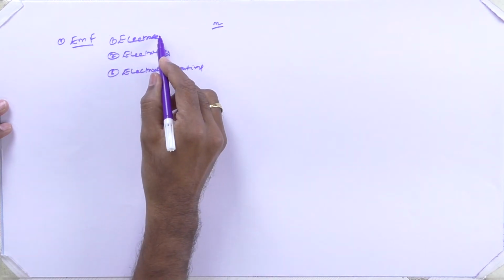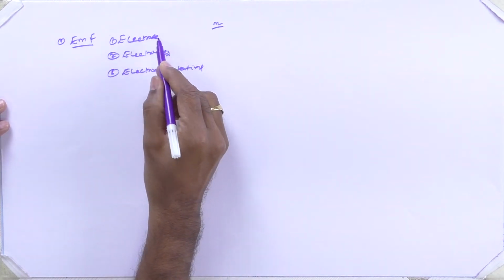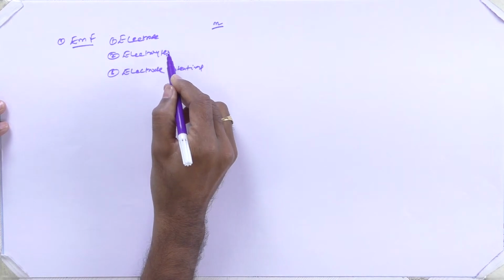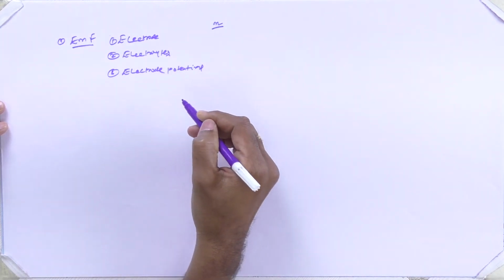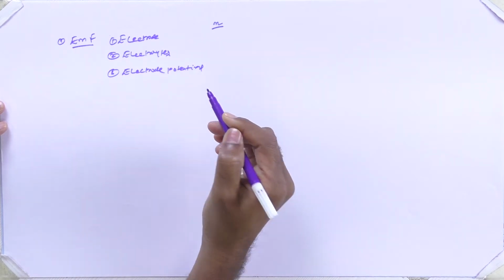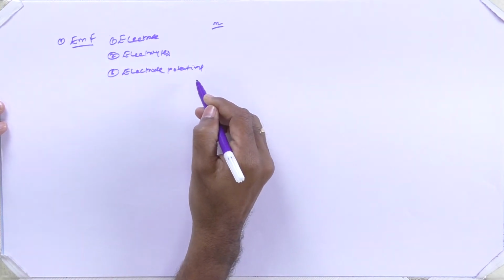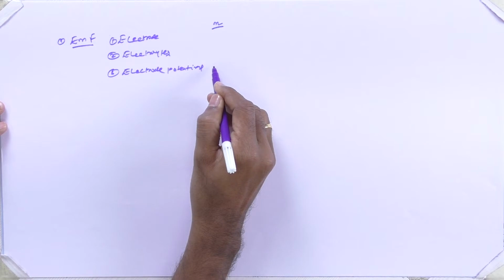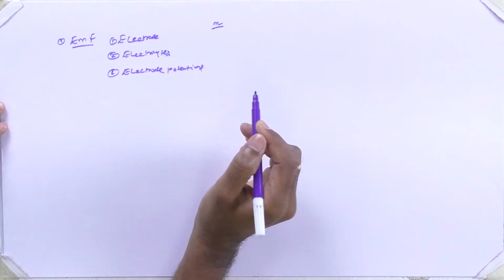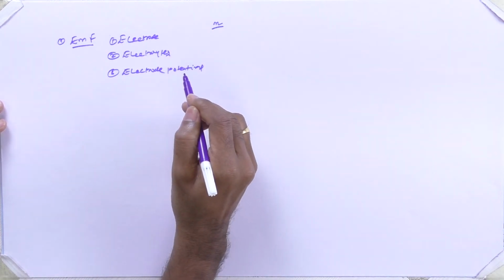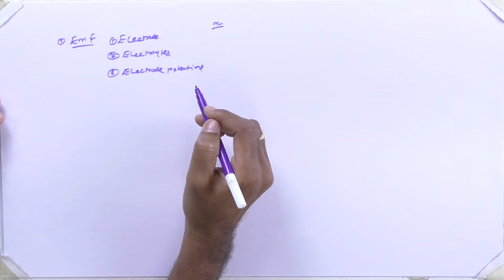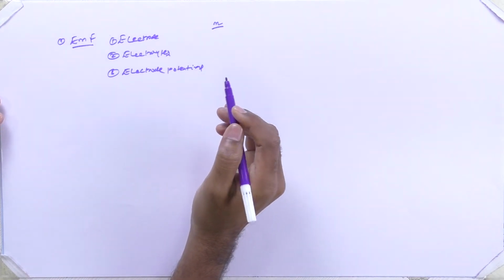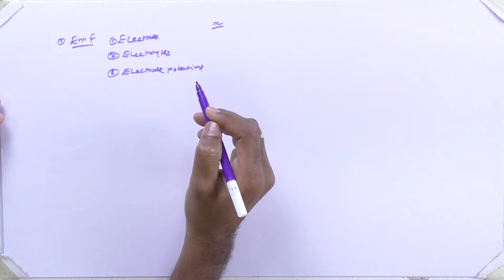So electrode will involve both anode and cathode, and electrolyte is nothing but a molten salt solution. Electrode potential is nothing but, whenever we dip a metal rod in its own salt solution, it creates a potential difference. That difference is called electrode potential. So in order to understand electrochemistry and electrode potential, we need one series called the electromotive force series, or we can call it the electrochemical series.